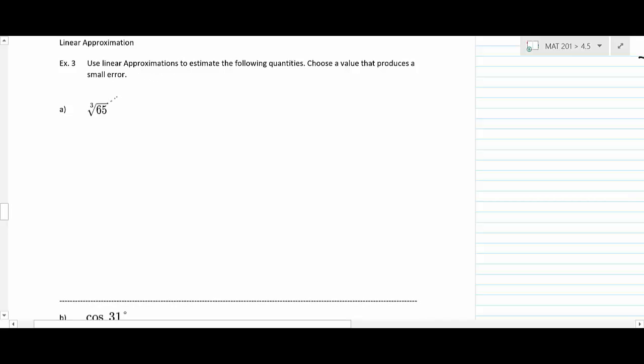So you're going to approximate the cube root of 64. That means the function you're working with is just going to be the cube root of x. Remember we did the square root of 26 earlier, we used square root of x. That's what you're going to differentiate. Now, what you want to do is choose a value that produces a small error. Some numbers we know the cube root of: one is 8. Another one you know is 27. What's another one?